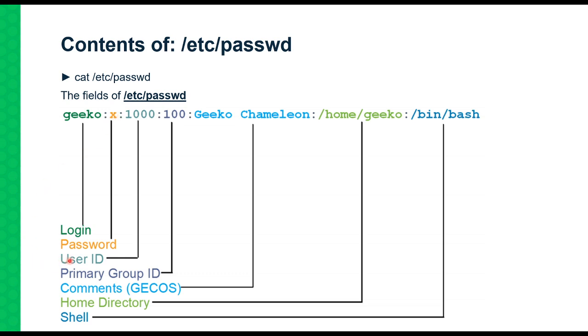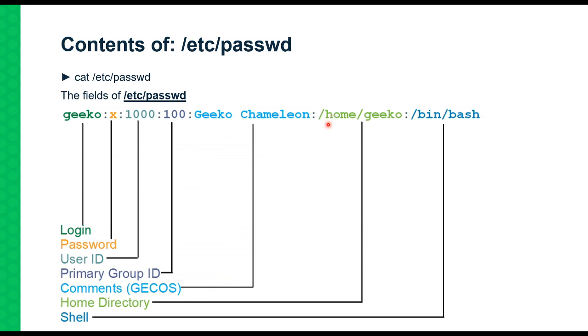Then we've got our user ID displayed inside the file, which is user 1000. We've got the primary group listed in here as well, which is group 100. Then this is a comments section. Currently the comments section is mainly used for our full name. It's also known as the GECOS section.